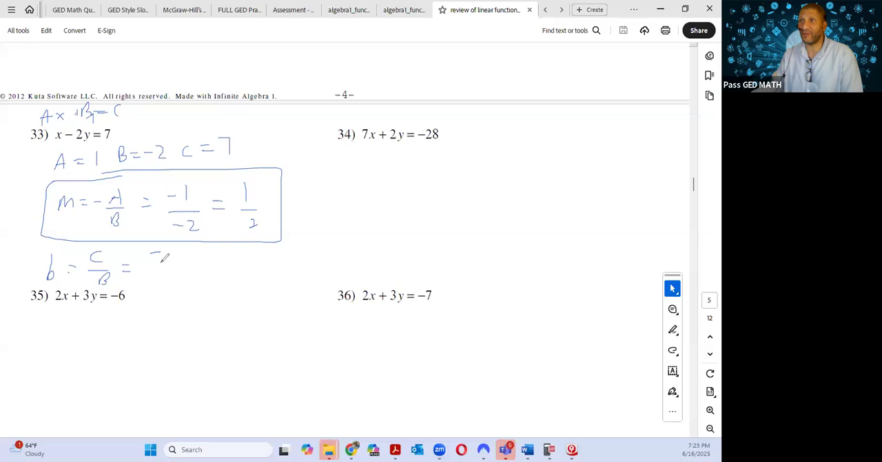My C is 7. My B is -2. My y-intercept is -7/2. So my equation of line in slope-intercept form is y equals 1/2 x minus 7/2.